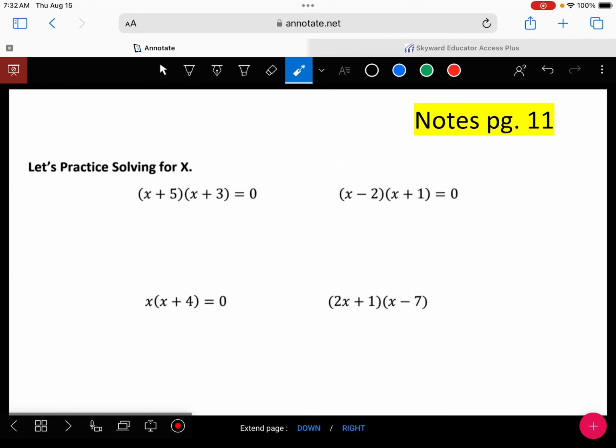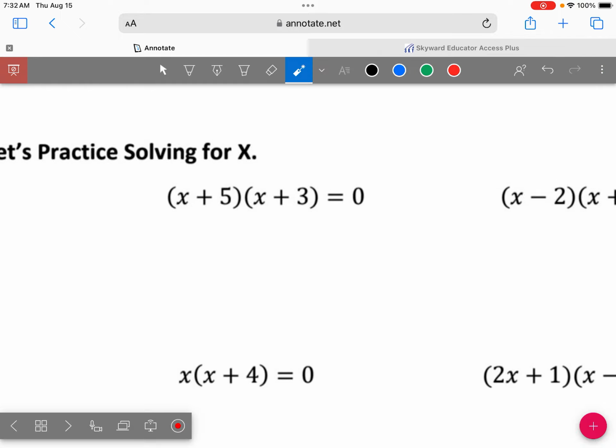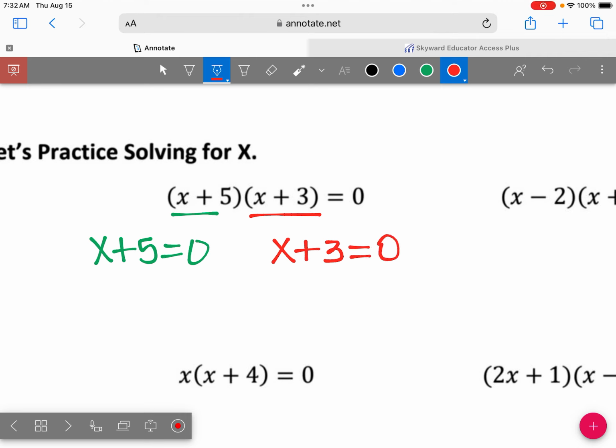Okay, so let's go ahead and start practicing finding our x-intercepts. So this is already factored, so I want you to take each one of these factors. This is a factor and this is a factor. Separate them and set them equal to 0. So let's take our first one, solve that for x. Take the second one and solve that for x. Go ahead and solve both of those for x.